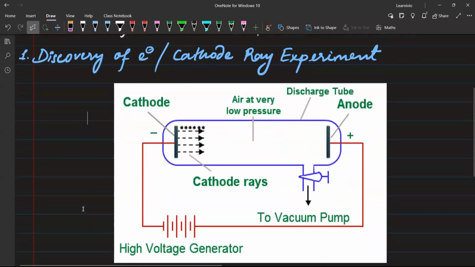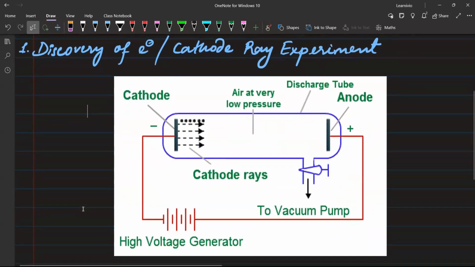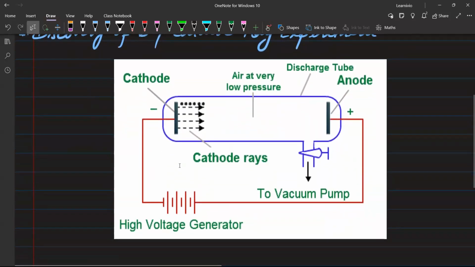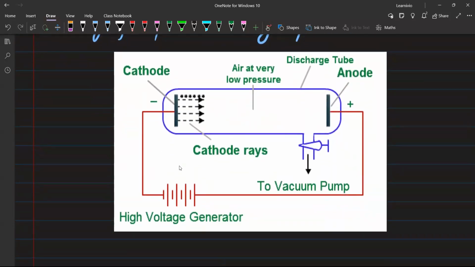Okay. I hope you have written this down. So this is the setup for cathode ray experiment. Scroll up, you have not written yet, write quickly. Okay, pay attention. So this is the setup for cathode ray experiment.